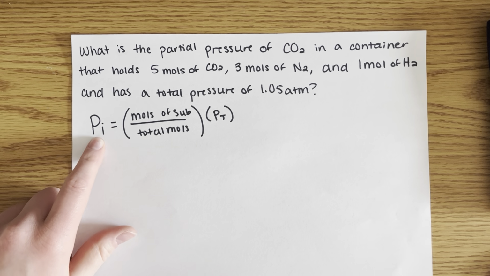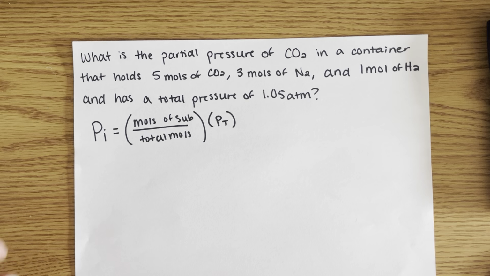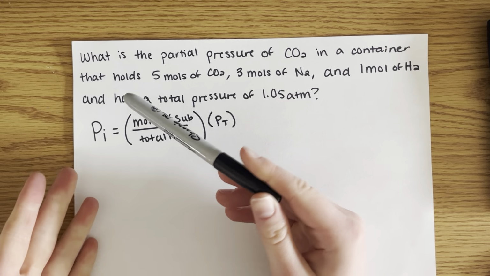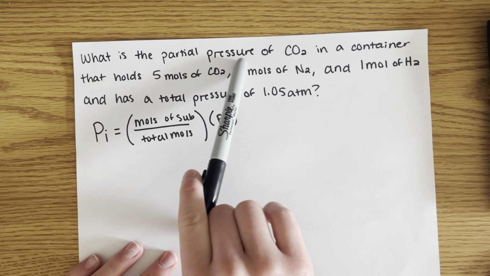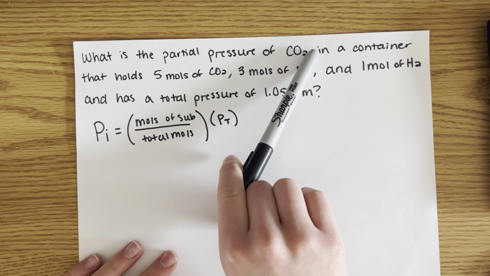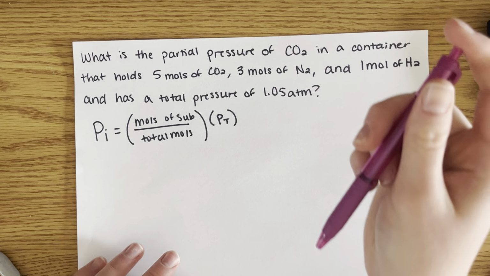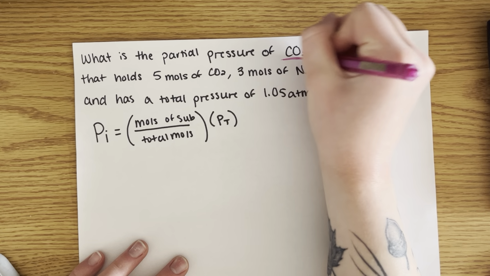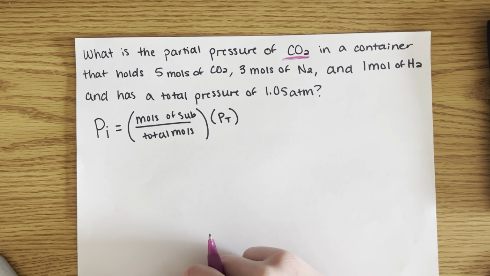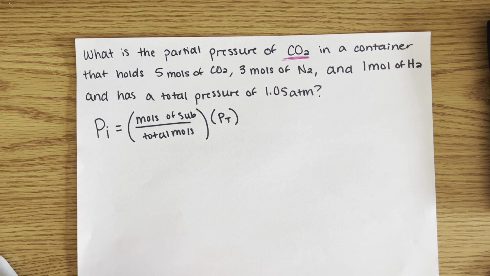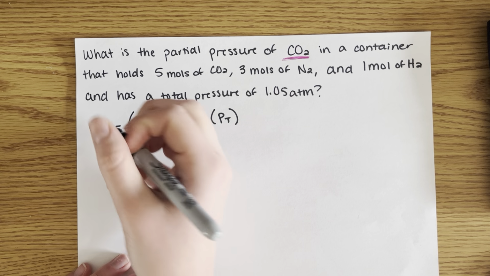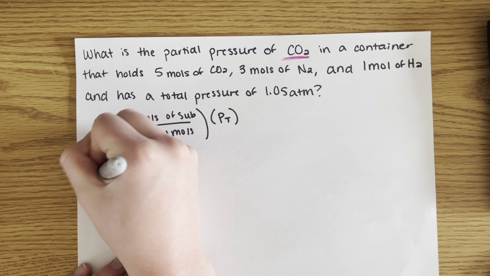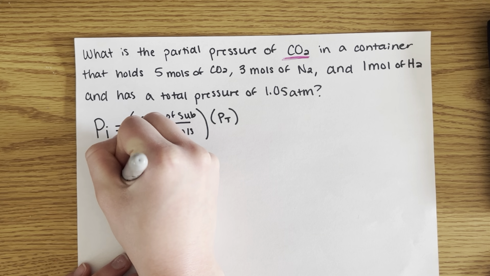So do we know what we're trying to find? Well, what does the question say? We know we have to find a partial pressure of something, right? So we look back in the question and it says, what is the partial pressure of CO2? So that's our ticket. This is the substance we're trying to find, CO2. So we can start by filling that information into our formula. So we know we're trying to find the partial pressure of CO2.